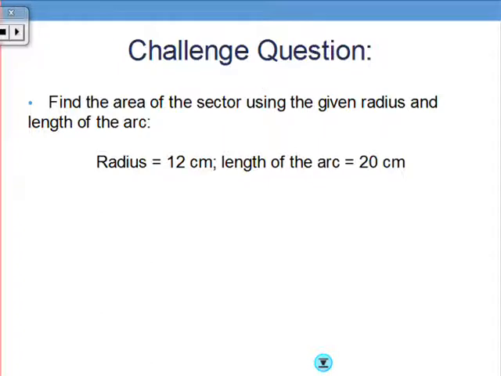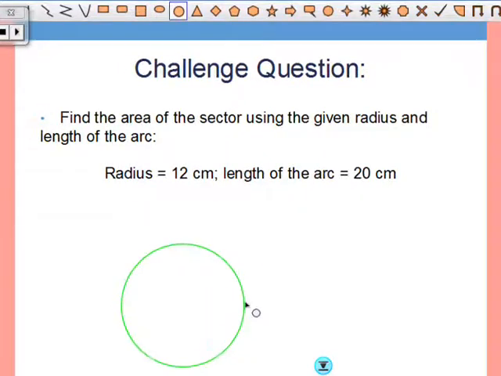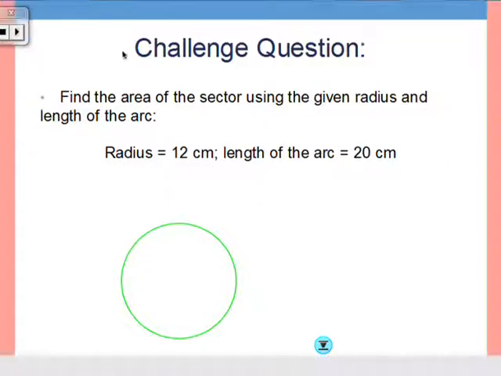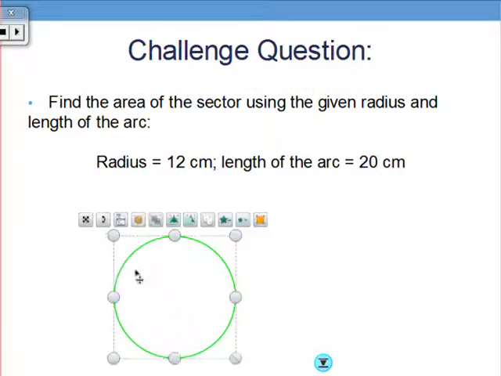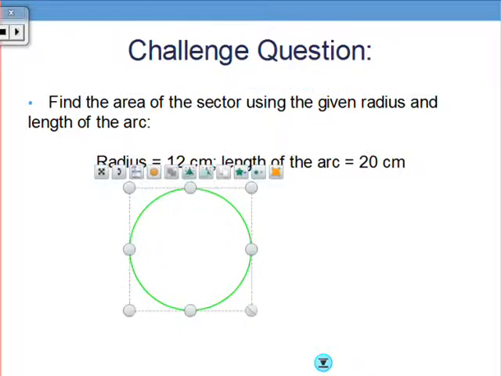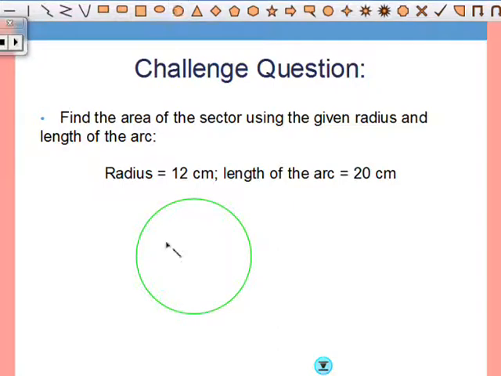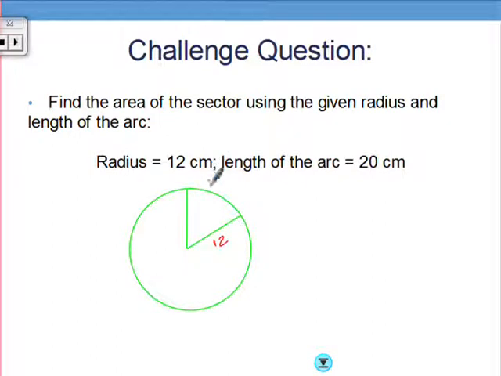Let's get ourselves a circle. Okay, so here's my circle. I have a radius of 12. And the arc length is 20. Okay, the arc length is 20. I need to know the degrees.